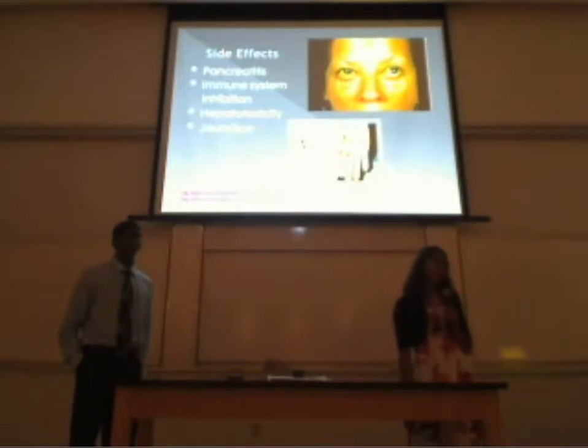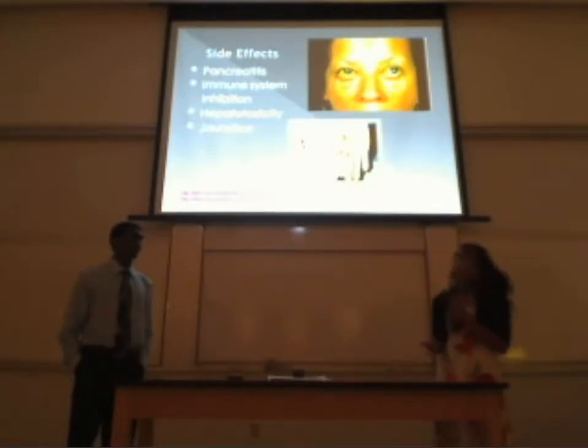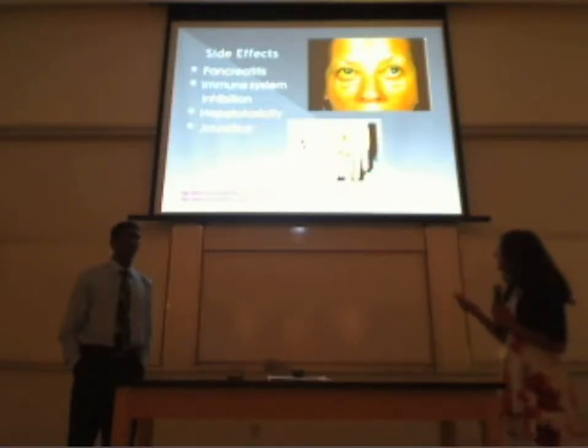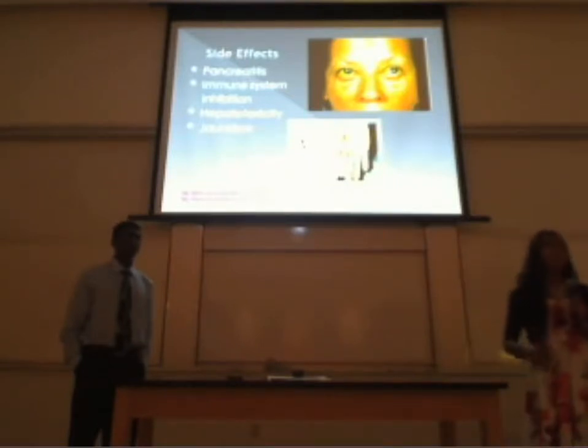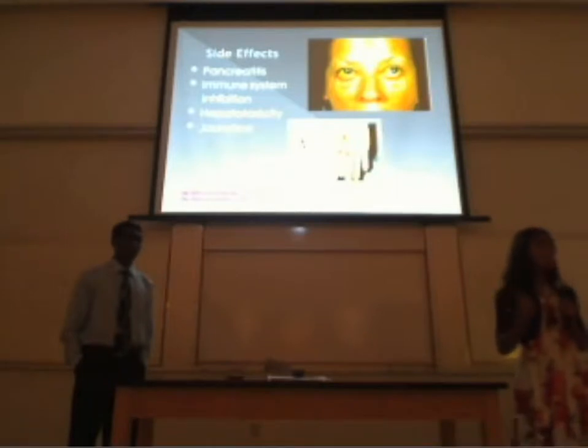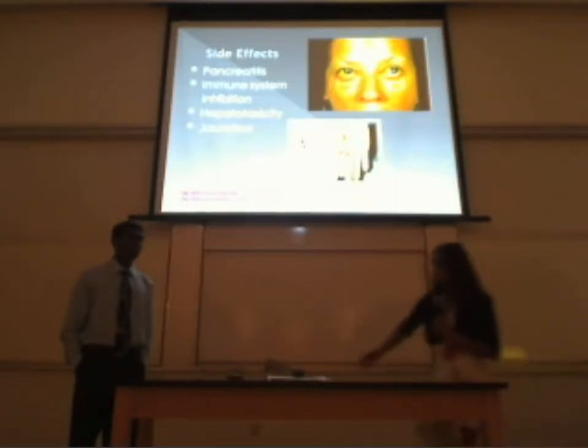However, 6-thiopurine has quite a lot of side effects, such as pancreatitis, immune system inhibition, and hepatotoxicity. The main condition that we focused on is a condition called jaundice. As you can see here, some of the symptoms of jaundice include a yellowing of the eyes and skin, which is due to the buildup of a yellow pigment in the body called bilirubin.